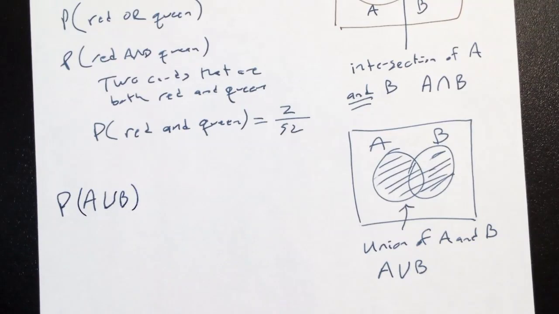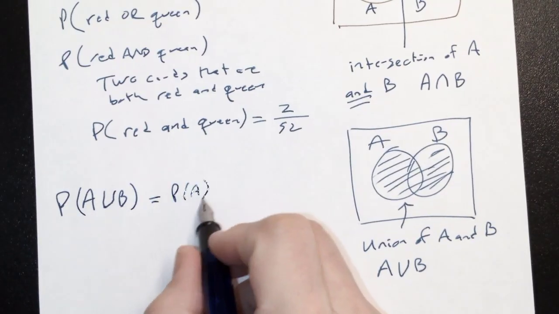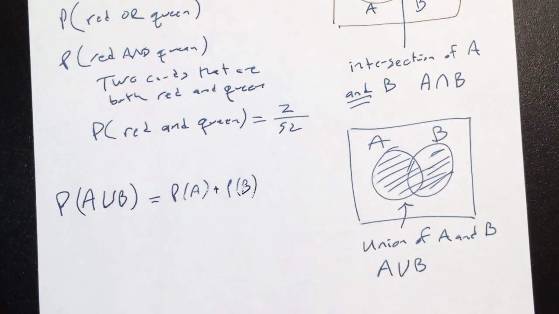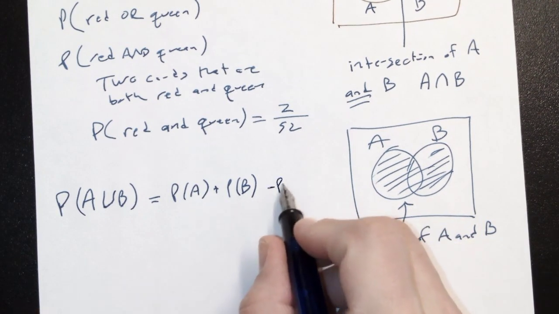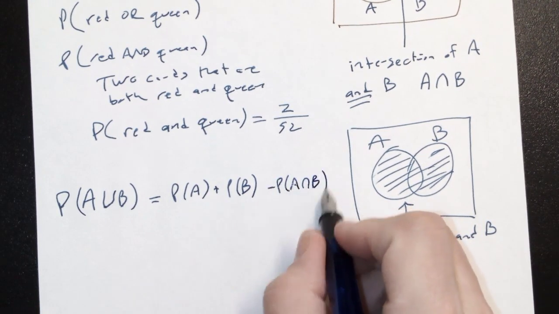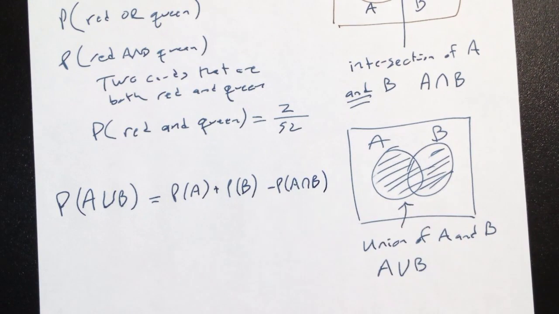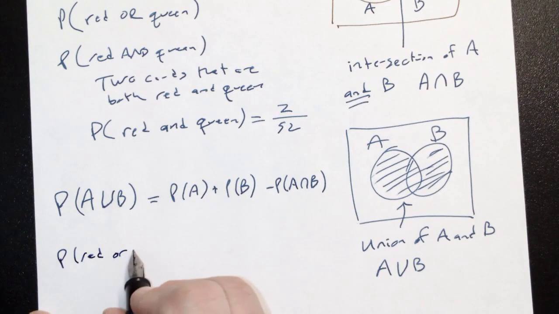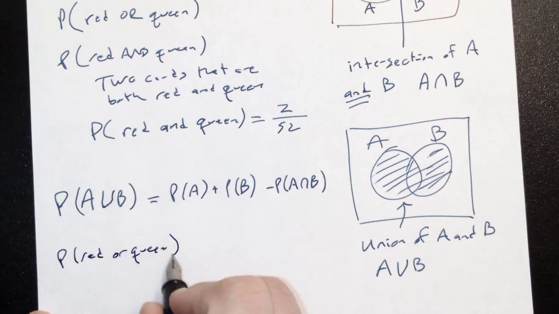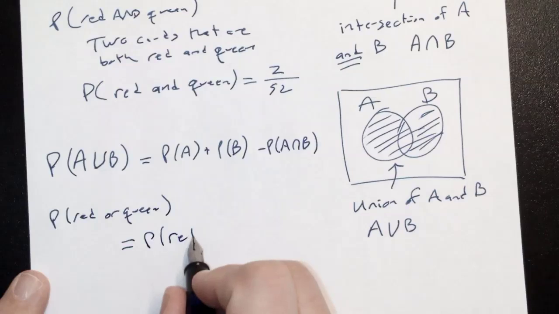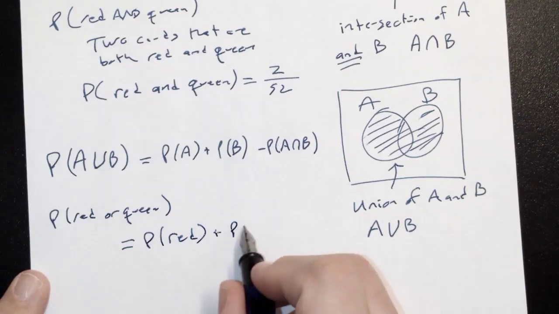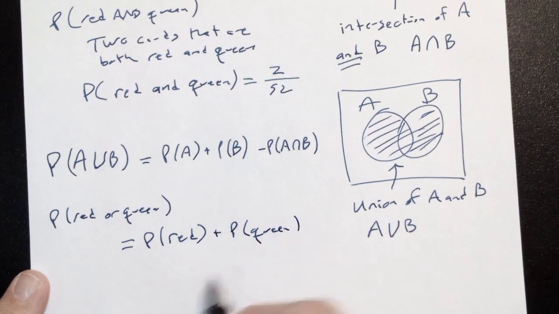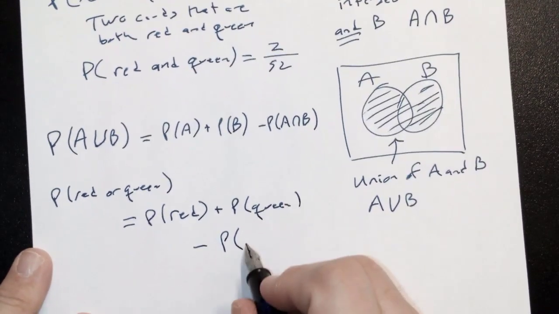The chance of an or is the chance of each one added together. But because I might have double counted something, I need to subtract off the chance in the intersection. So instead of being 30, it'll be 28. So in our case, the chance of red or queen is the chance of red plus the chance of queen minus the chance of both.